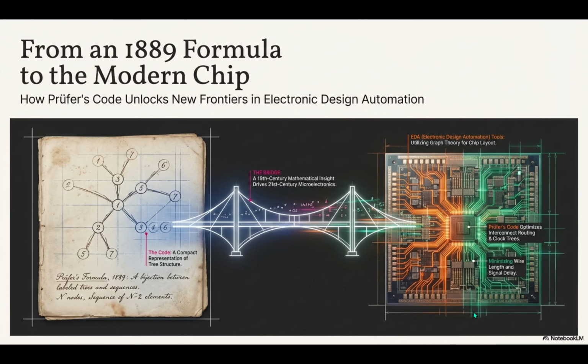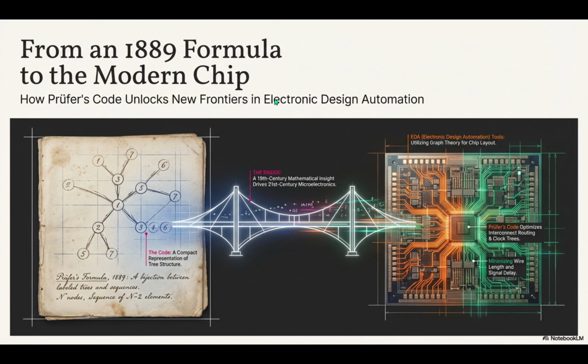Welcome to the deep dive. Today we're going on quite a journey. You've brought in some sources that connect a mathematical idea from 1889 to the most advanced microchips being made right now. It really does sound like a history lesson, but I promise you the application is about as cutting edge as it gets. We're going to dig into something called Prüfer codes. Prüfer codes. Yeah, it's a concept from graph theory that is, and I'm not exaggerating, revolutionizing electronic design automation.